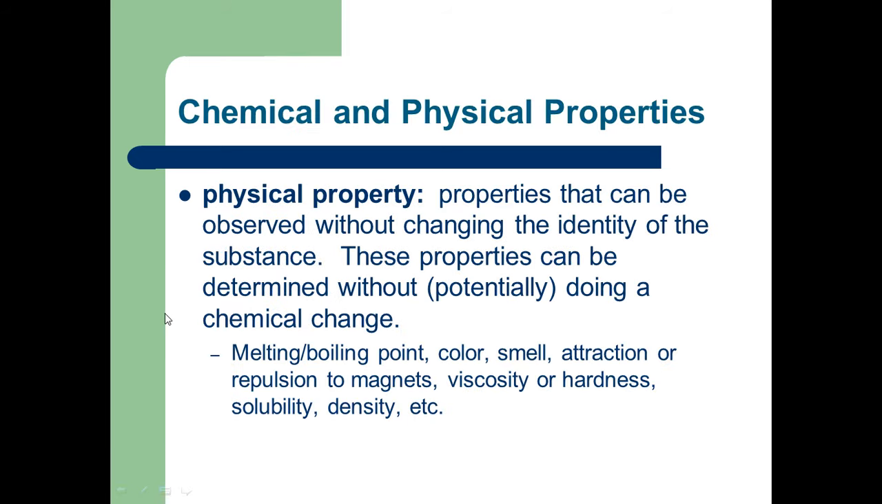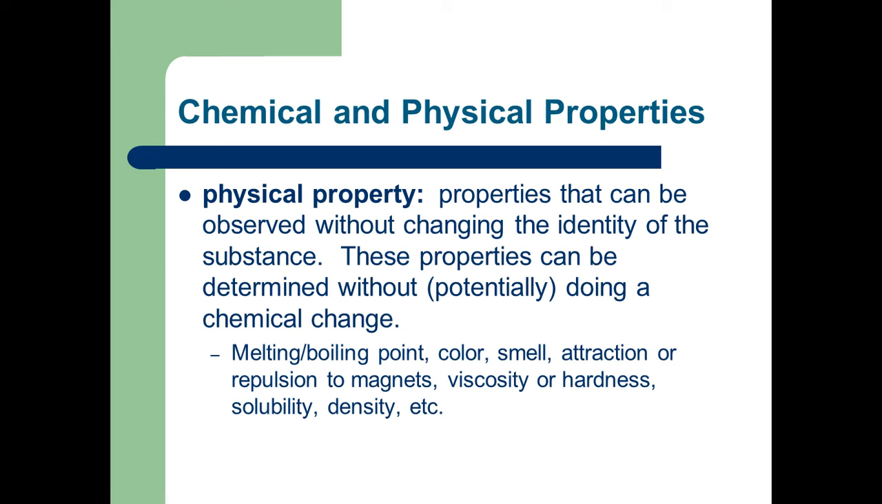Okay, a physical property. It is a property that can be observed without changing the identity of the substance. Anything that you can observe with your five senses of a substance before doing anything with it is a physical property. And some of these, okay, are describing physical properties of that substance.